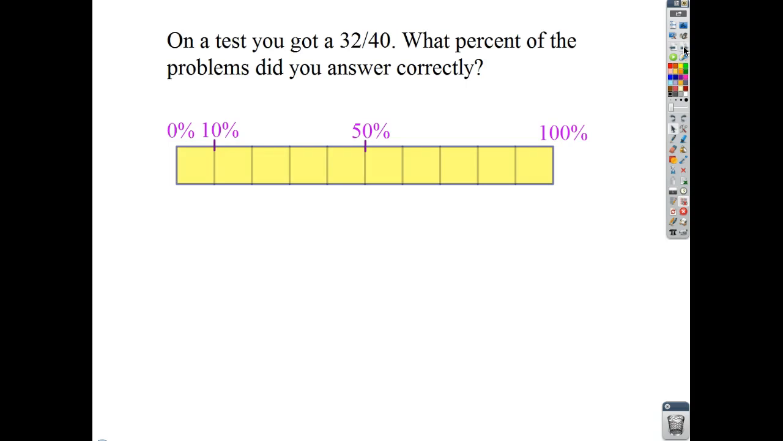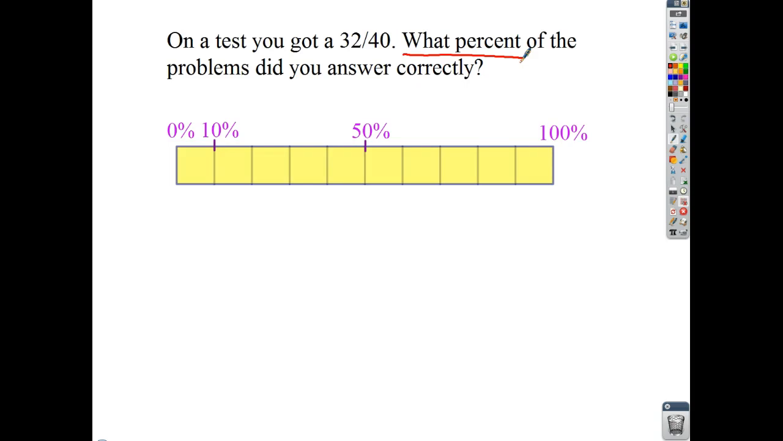So we have 32 out of 40. We've got to look to see what we know here. Do we know the percent? Do we know the part? Do we know the whole? In this case, we don't know the percent. I don't see a percent anywhere in there, plus we're trying to figure out what percent. Percent is: if this thing was out of 100 points or 100 questions, how many would we assume to get correct?